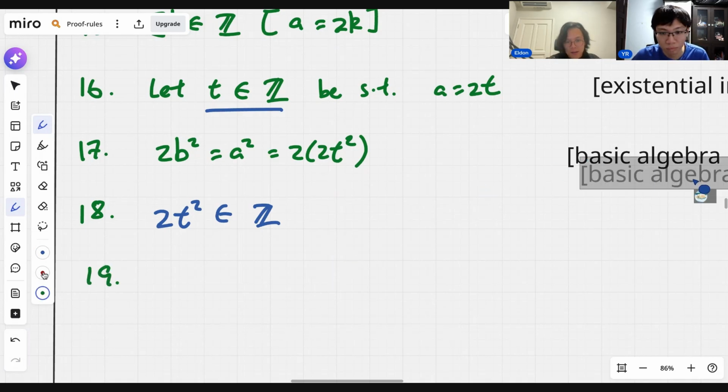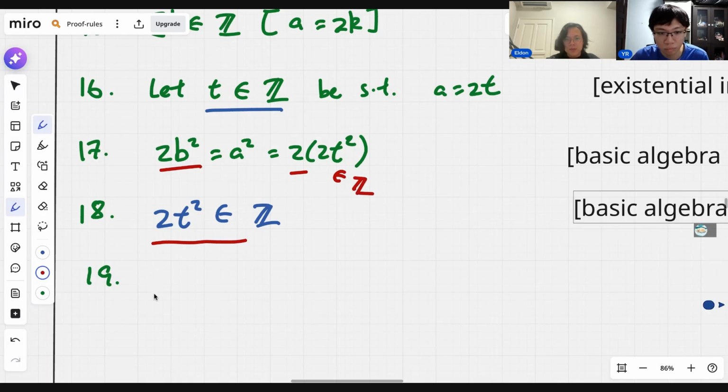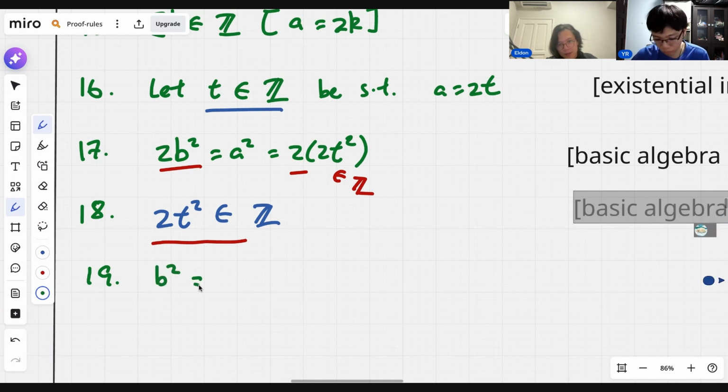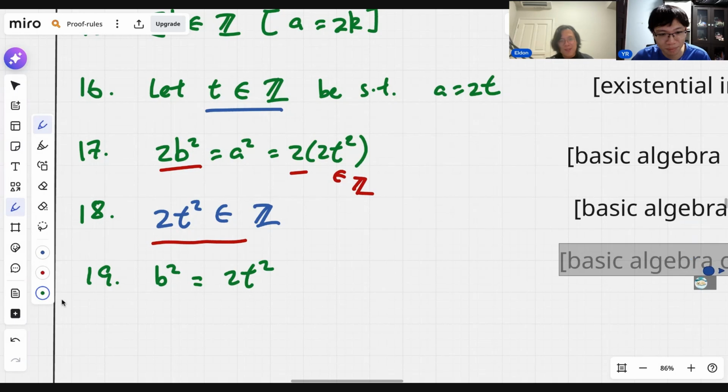Well, I have an integer, and I have that 2b squared is equal to 2 times this thing, which is an integer. So mathematically, b squared is equal to 2t squared. This is not the one that we want, but I'll just write it anyway. Again, this is basic algebra. This line is extra, we don't need it, but in the middle of a proof, sometimes you do write extra lines. It happens so often.